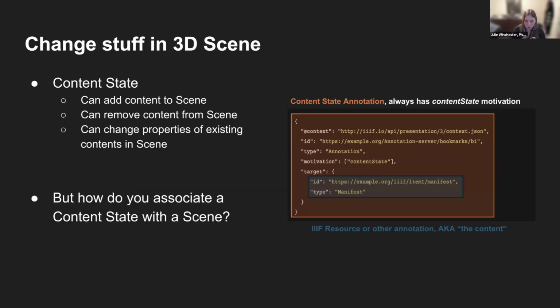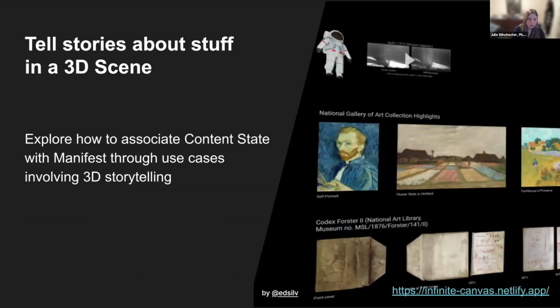And I think the most reasonable question is, okay, maybe I'm getting how content states can specify changes, but how do I actually link the content state to the scene? What are the different ways that I can actually associate that content state with a scene? And we're going to go and talk about telling stories about the stuff in the 3D scene, because this is where we get to that next level. And I'm going to explain how you associate content states to scenes, to manifests, through some actual use cases.